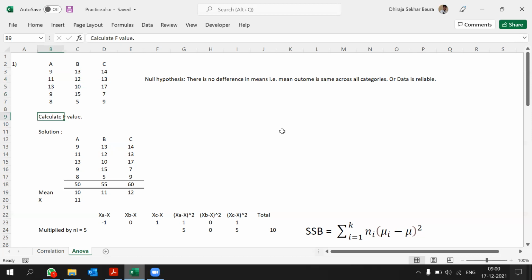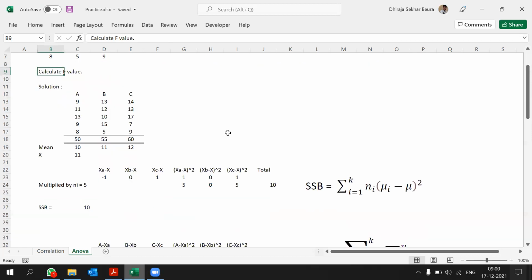How do we do it? As in the last question we saw, we will calculate the mean of all the series. You take all the numbers, calculate the total, and divide it by the number of items. It comes to 10, 11, and 12. Then one additional thing you do: you take the average of these three means also, that will come to 11. Make sense so far? Yes. Okay.